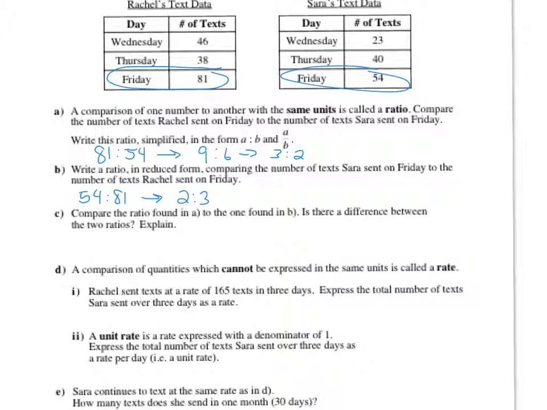So what's the difference? Well, if you notice, the order is important. If we're talking about Rachel first, we have to put her number first. And if we're talking about Sarah, we need to put Sarah's number first. So the difference is the order is important.